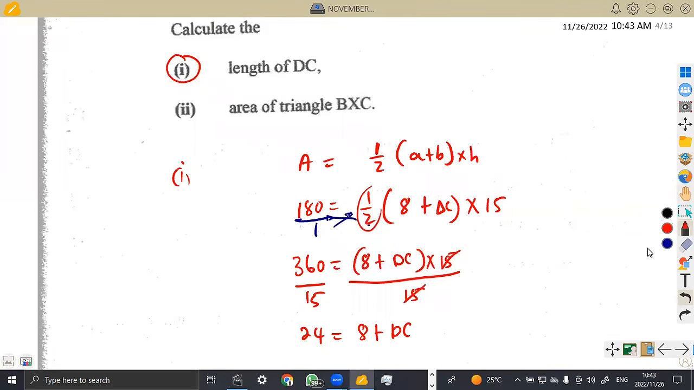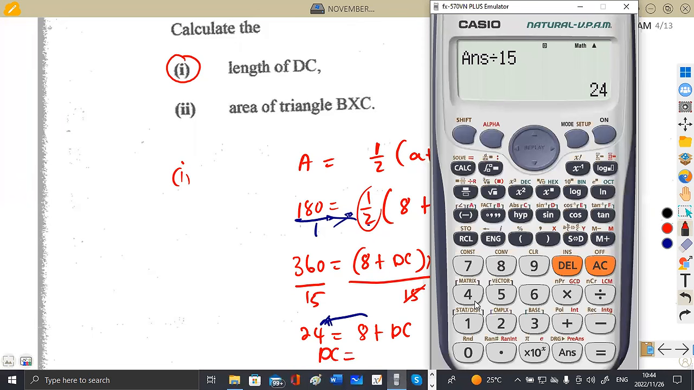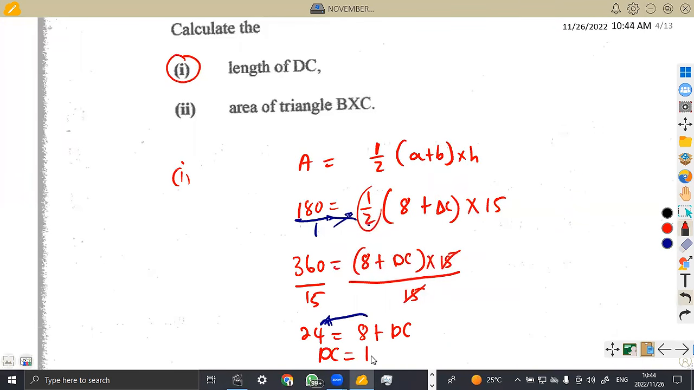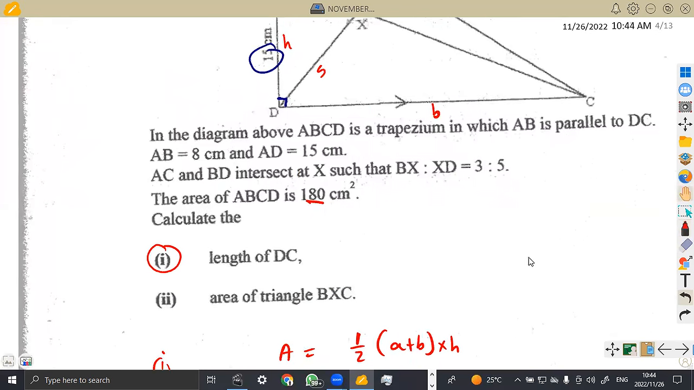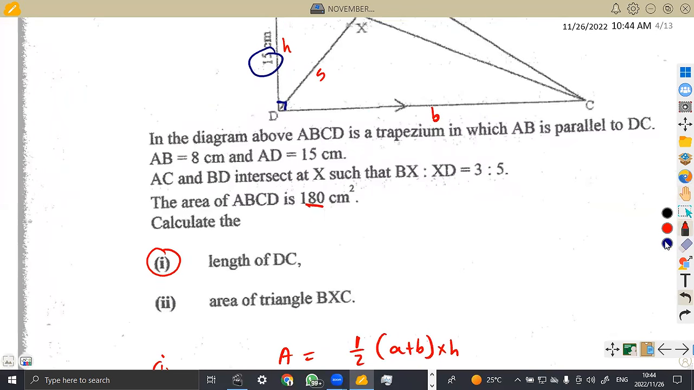So transpose the 8 to the other side, it is going to be a negative. So 24 minus 8 is going to give us DC. So DC is going to be 24 minus 8, which is 16. So DC is going to be 16 centimeters. Also check the units that you are given. Is it in meters? Is it in centimeters? Is it in millimeters? So you can cross-check here. We are given the other sides in centimeters. Here, centimeters, centimeters.